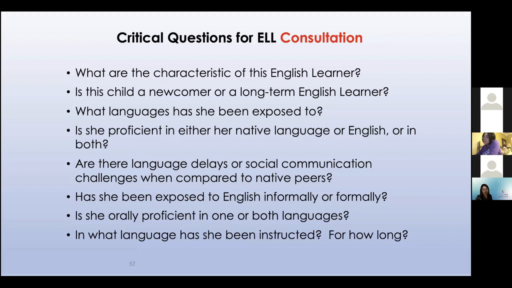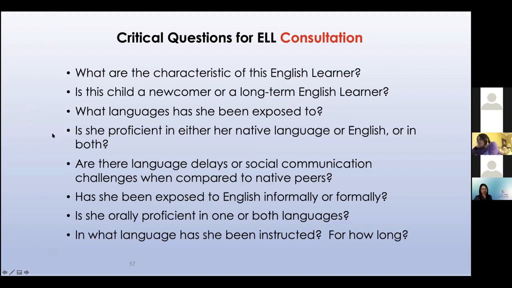What languages have they been exposed to? Because we want to know the orthography. Have they been exposed to English? Because some countries teach some English. Is the child proficient in the native language or in English or in both? That helps. Are there language delays or social communication challenges when compared to their native peers? So this is where it's helpful to know from the teacher, not just the parent, because the parents don't necessarily know all this information. I guess you probably know that, right?